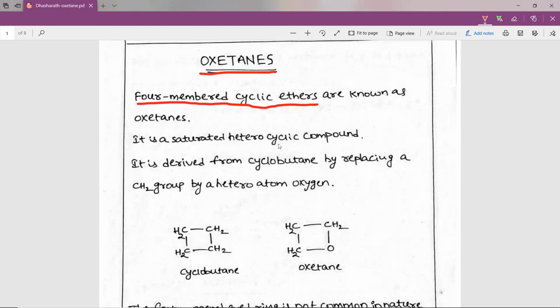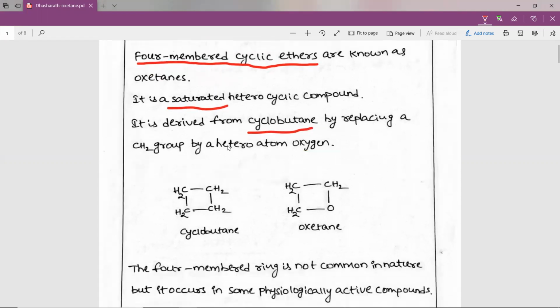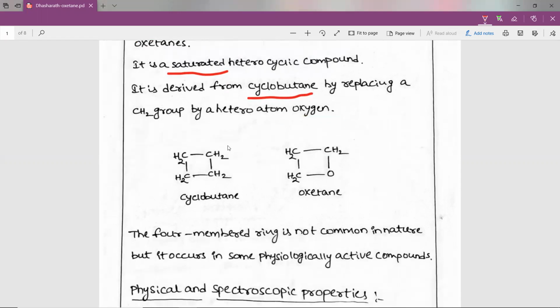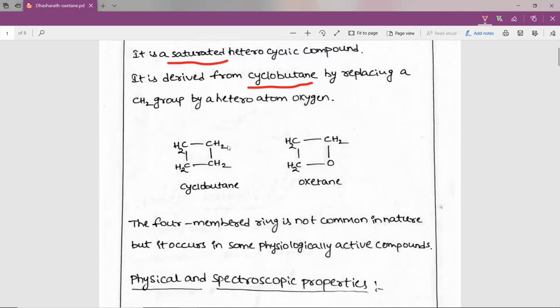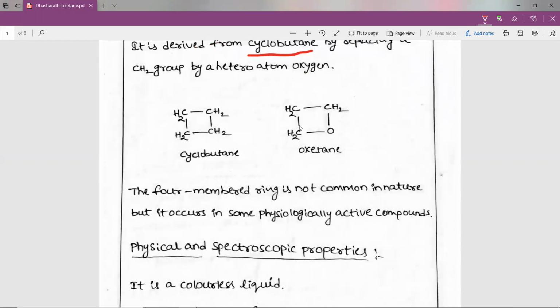So it is a saturated heterocyclic compound. It is derived from cyclobutane. Saturated oxetane is a saturated heterocyclic ring derived from cyclobutane by replacing one methylene with oxygen. So it contains three methylenes, three CH2 groups, and an oxygen.